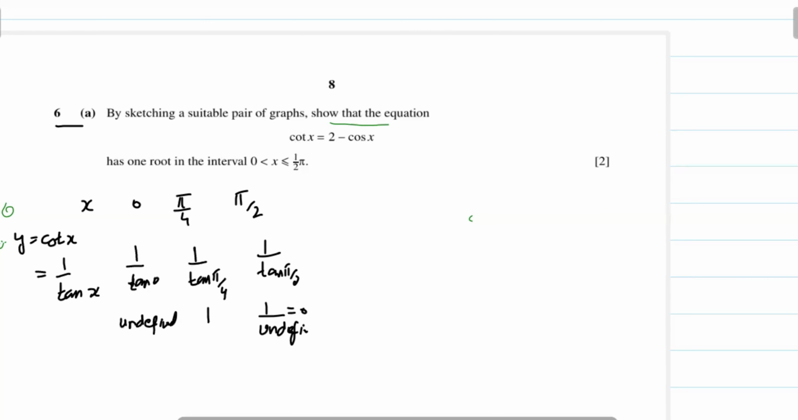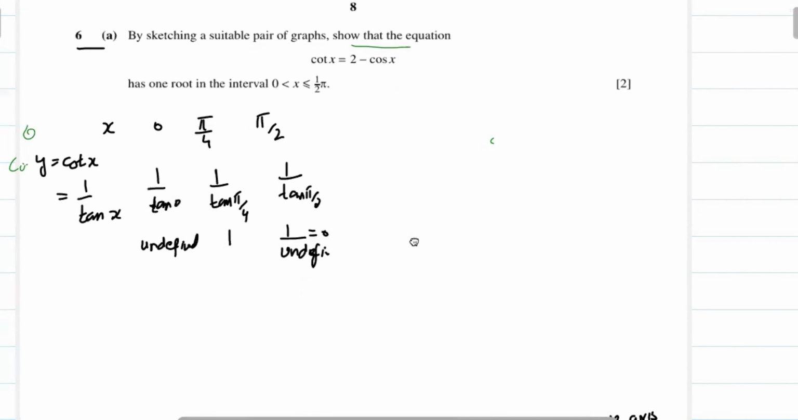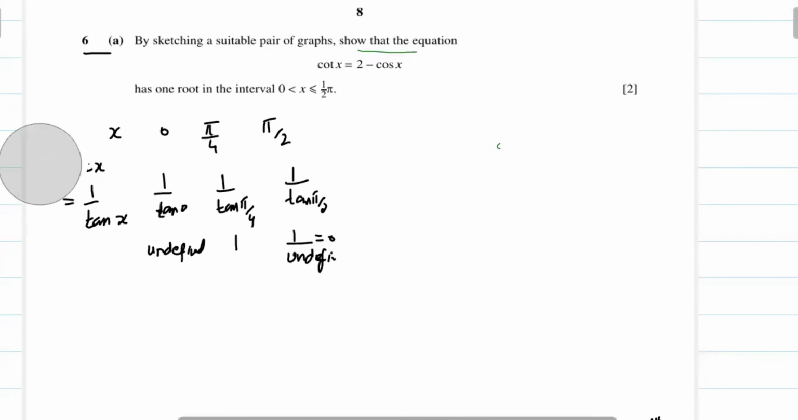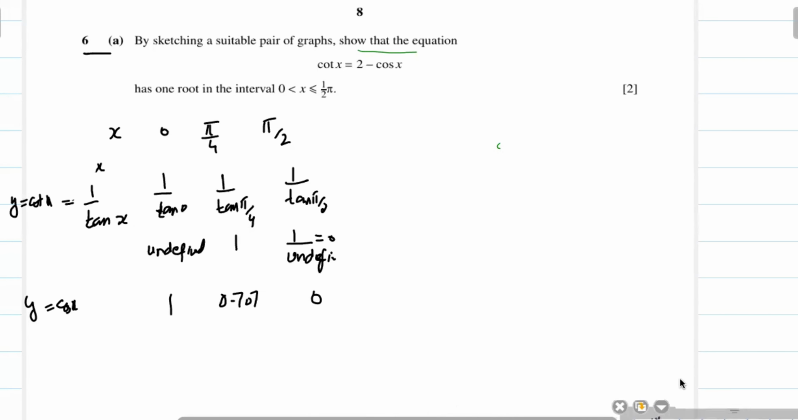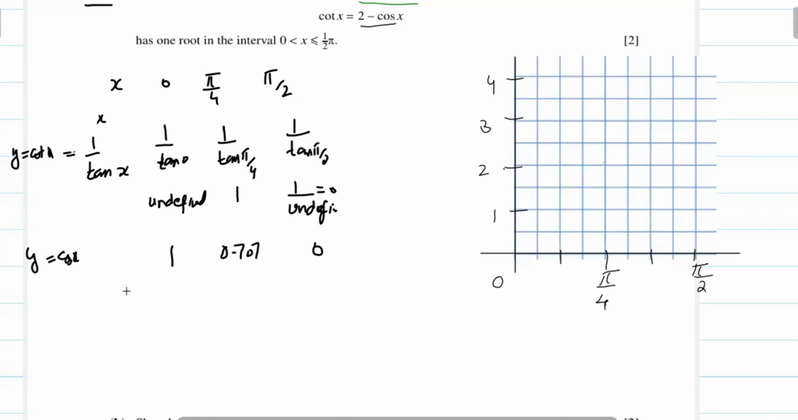And next we take the values for cos x, for y = cos x. When x is 0, cos 0 is 1, cos(π/4) is 0.707, and cos(π/2) is 0. Now we can draw the graph on a grid. Now you see here, this is 2 − cos x.